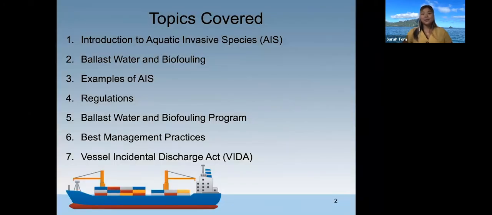In this presentation, we are going to go over some background information and an introduction into what aquatic invasive species, or AIS, are. Then we're going to go over some of the top marine non-native species in Hawaii, so that's going to be ballast water and biofouling, and some examples of marine introduced species with ballast water and biofouling as a vector. Then we'll go over some of the current Hawaii ballast water regulations and an overview of the ballast water and biofouling program. Then we're going to go over some of the best management practices and some projects our team has worked on. And we'll end talking about the Vessel Incidental Discharge Act, or VIDA.